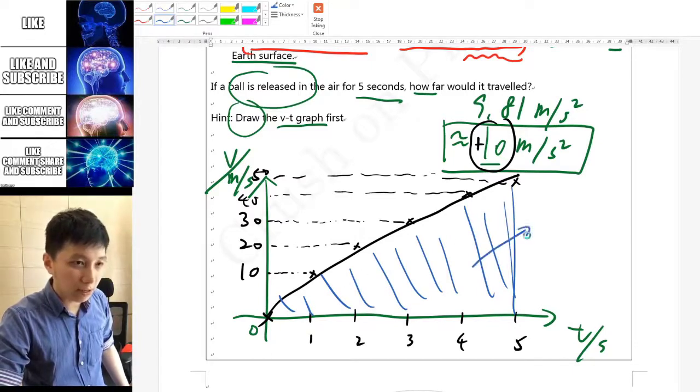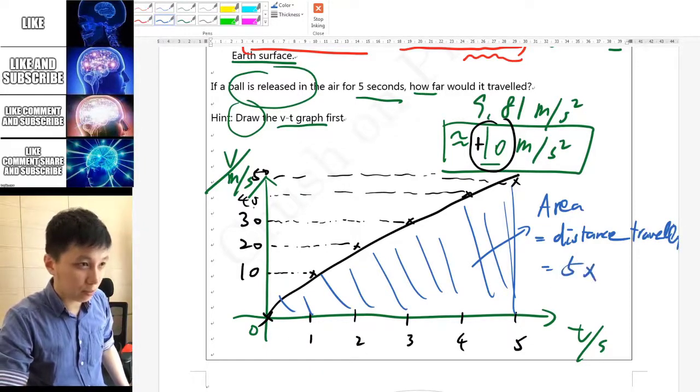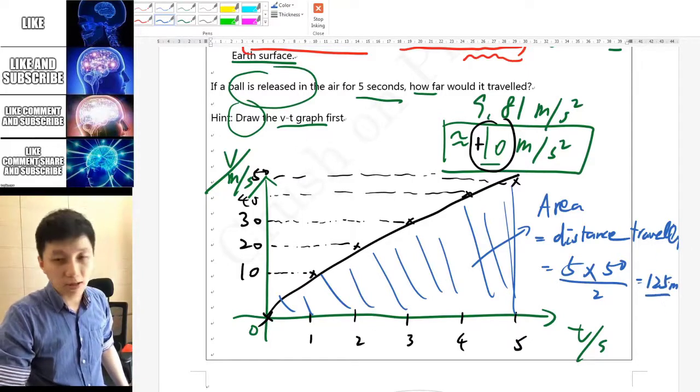And for calculating this, let me just put down area equal to distance travelled first, and that would equal to base, which is 5, times the height, which is 50, divided by 2 because it's a triangle. So the answer will be 25 times 5, so 125 meter. Okay, that would be the answer.